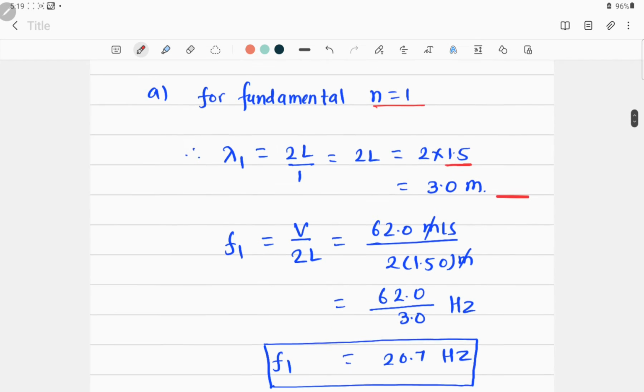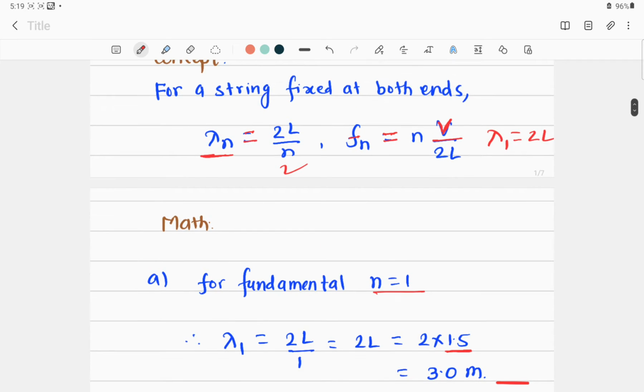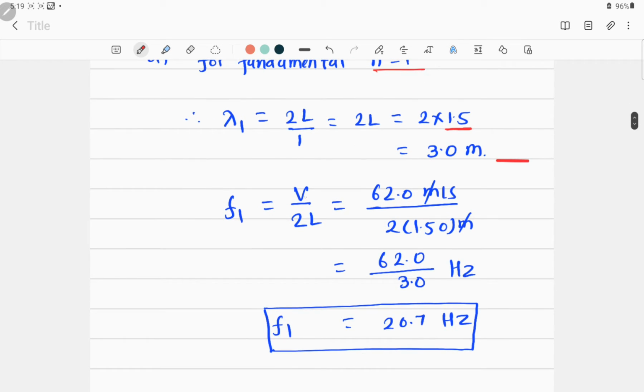Similarly, to find the fundamental frequency, when you insert n equal to 1 in this equation, f1 will be equal to v divided by 2L. The speed v is given, 62.0 meters per second, and L is 1.5. So 2 times 1.5 gives you 3, and finally f1, the fundamental frequency, will be 20.7 hertz.